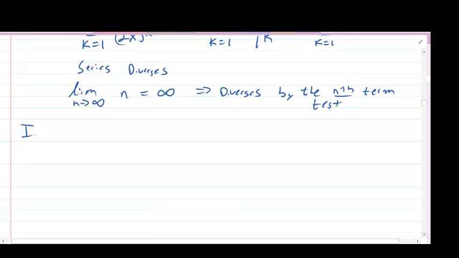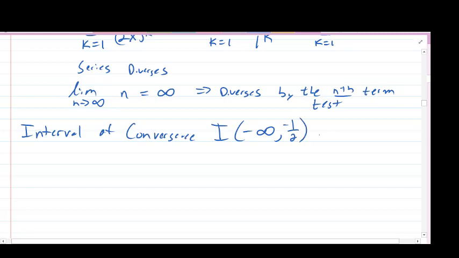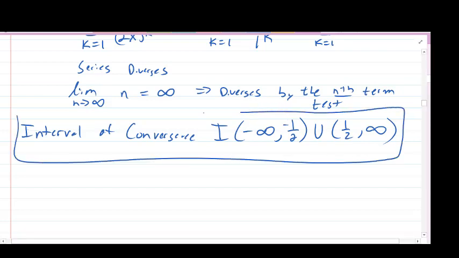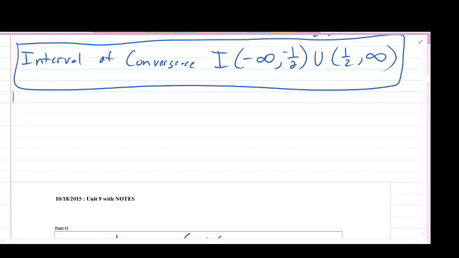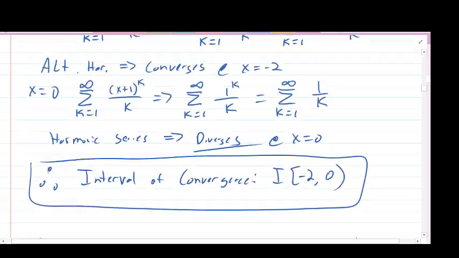All right, so the interval of convergence is minus infinity up to minus 1/2 union 1/2 to positive infinity. All right, and it diverges everywhere else. All right, so now we have this idea of being able to establish the interval of convergence for a given series that includes the variable x.